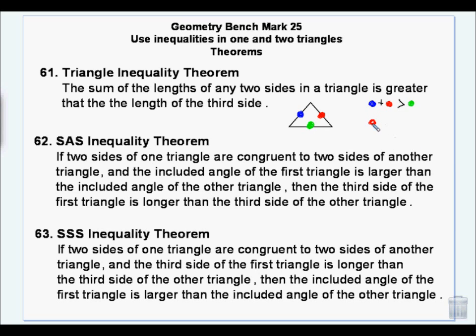Or if I take red and I add it to green, it'll be bigger than blue. Or if I take blue and I add it to green, it'll be bigger than red. So it doesn't matter which two sides I add together. It always has to work out that two sides are bigger than the third side, like when you add them together. So any two sides have to be bigger than the third side.